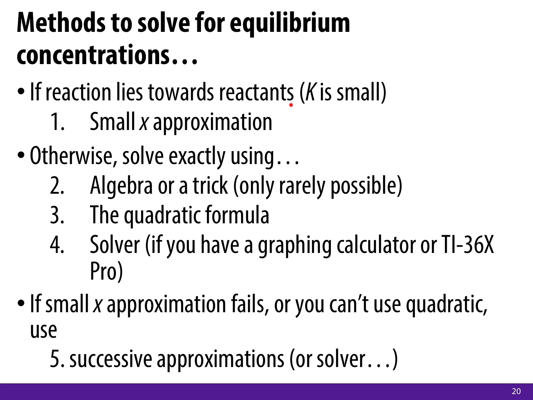Based on that last slide, if the reaction lies towards reactants and K is small, a K less than 10 to the minus third is a pretty good idea, we're going to be able to make this approximation. Otherwise, we have these methods to solve exactly. And again, we also have this 5th option, which is going to be successive approximations, which again, you could use Solver there as well. So again, we'll go through these one at a time, doing some example problems to show how these methods work to solve for the equilibrium concentrations.